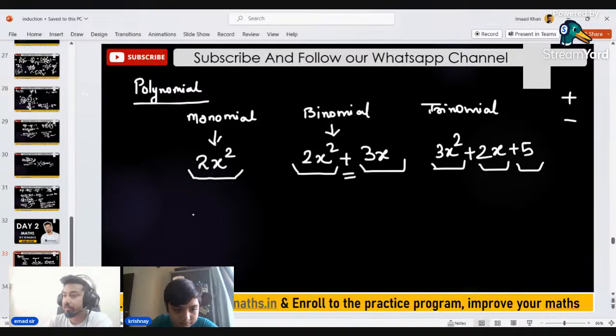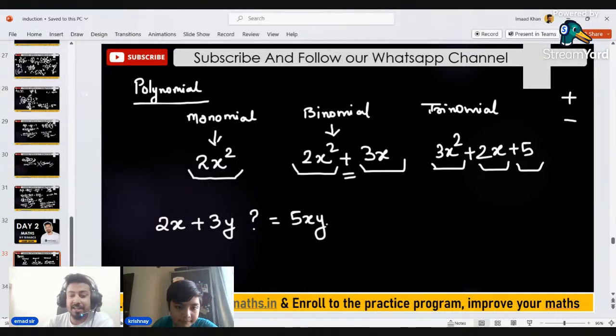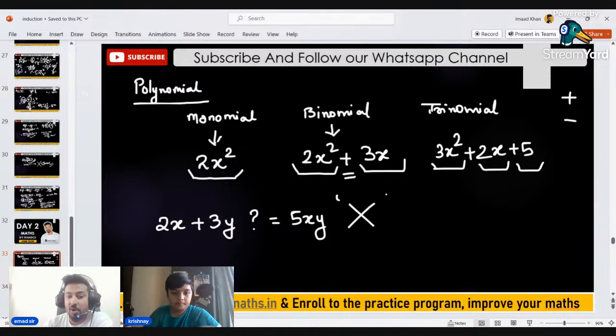Okay, correct. You are correct. Whenever you start algebra or these chapters, suppose we say 2x plus 3y. Can you add these two terms? What do you feel? 5xy. Okay, this is the very big mistake which most students make when they go to class 8. If their base is clear, then no, but you must have done this in class 7, right? But still you are saying this.